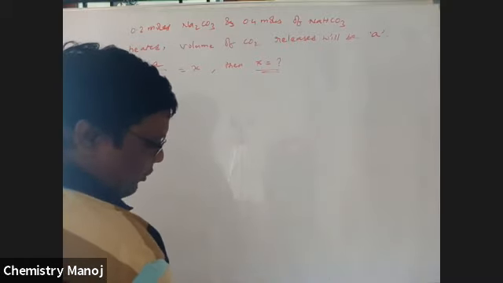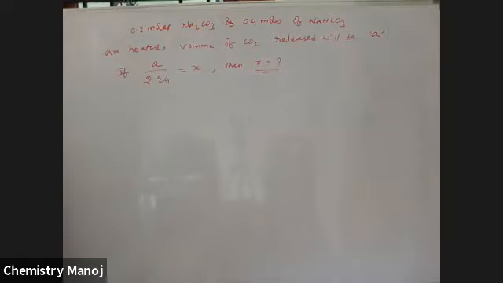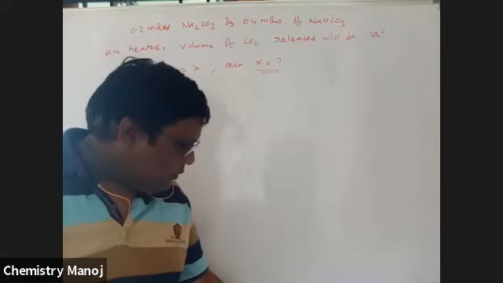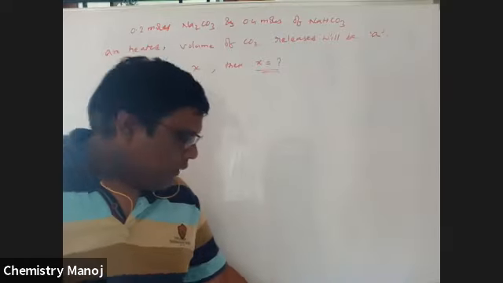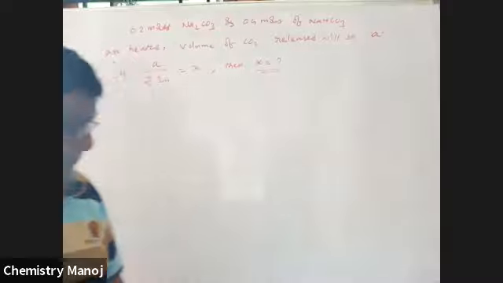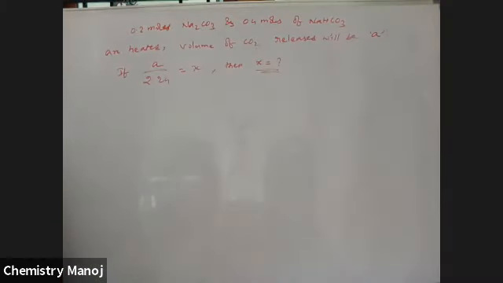Important one, and I already told you the concept. X is equal to 8? Wrong. 0.2 moles Na2CO3, 0.4 moles NaHCO3 are heated. Volume of CO2 liberated will be A.